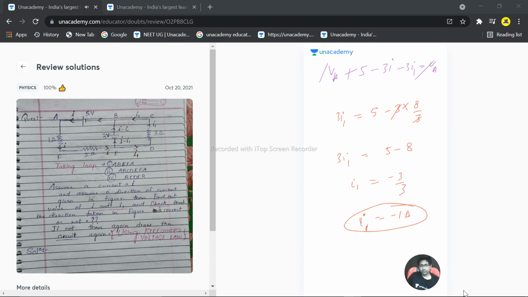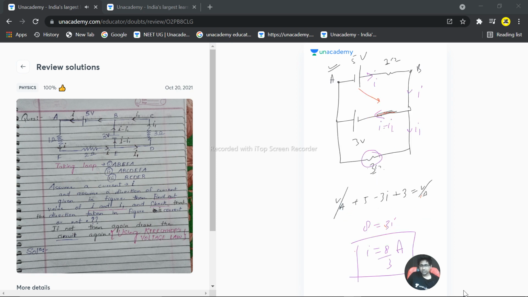So we have calculated the values. Minus I1 is just telling us that this current I1 is flowing in the opposite direction. This is the wrong direction. The actual direction is this. Okay, this is right. So hope this answered your question. Thank you very much.